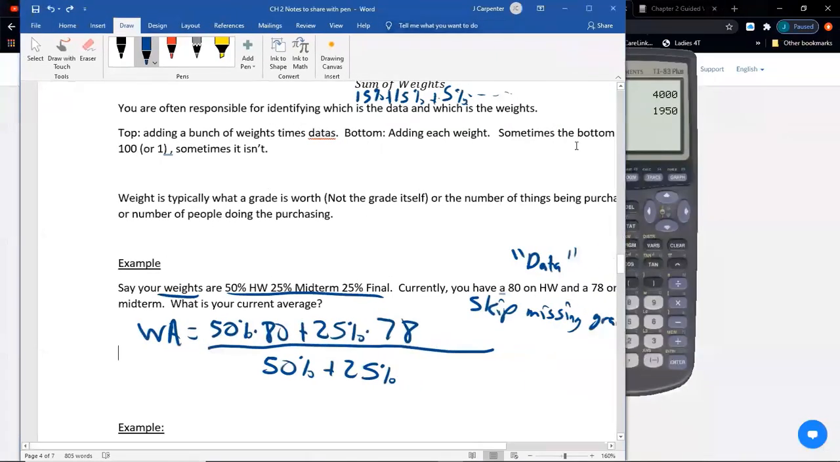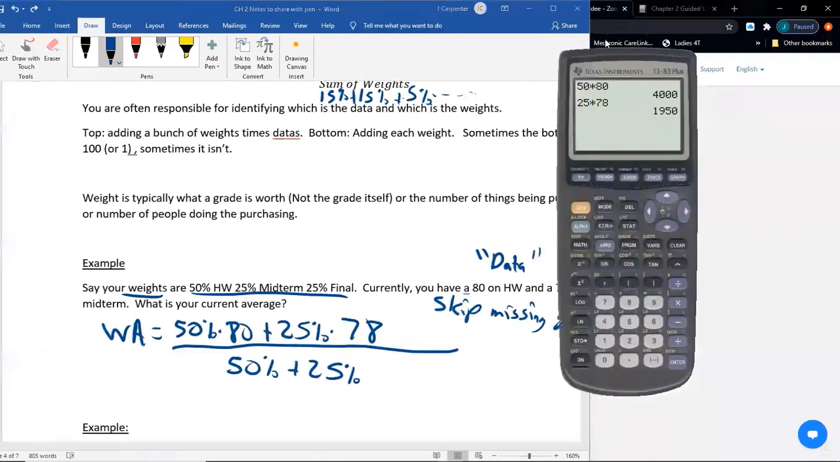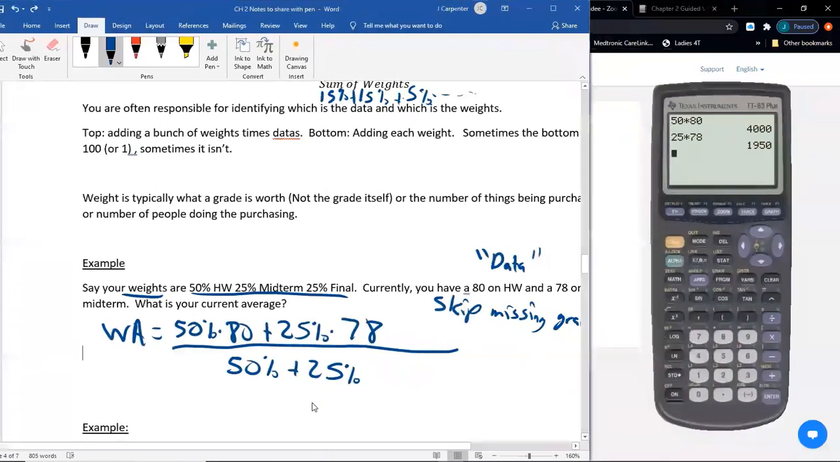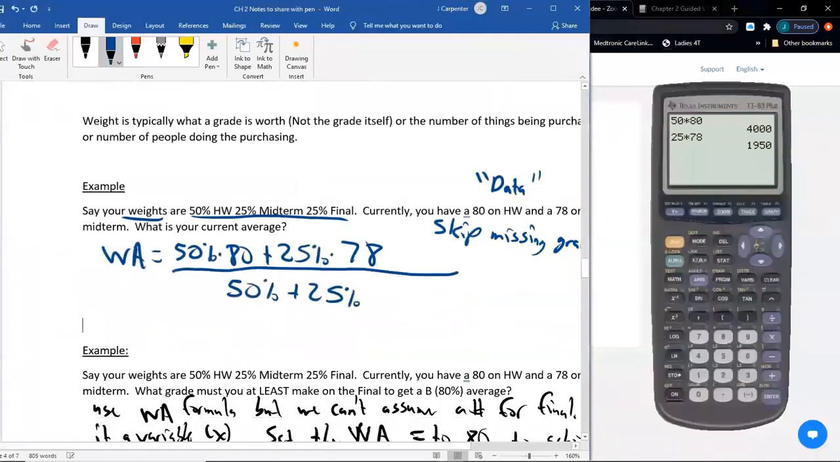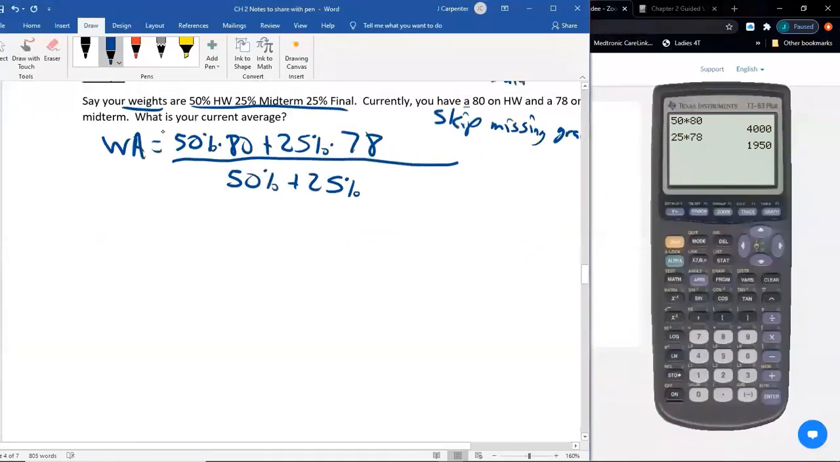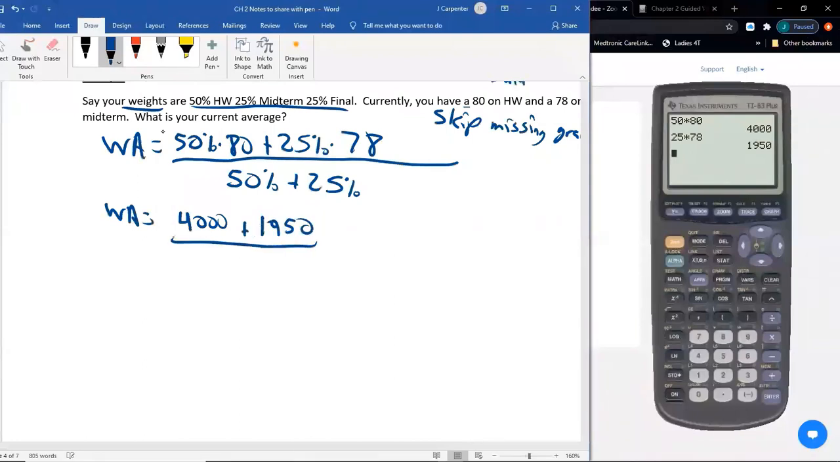Weighted average. So that'd be 4,000. That was the 50 times the 80. Plus the 25 times the 78 is 1950. Over 50 plus 25 would be 75. 4,000 plus 1950, that would be 5,950.